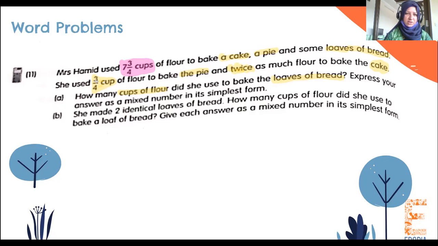First, the question says 3 by 4 cup of flour to bake the pie. Three things are being cooked, that is pie, cake, and the third thing is bread. We know that all of these are cooked in 7 whole 3 by 4 cups. Now let's see what the amount of this is. We can use the bar, a single unit, to represent it.